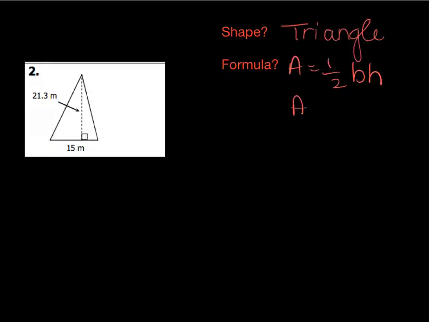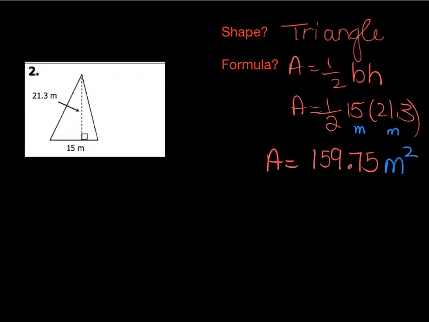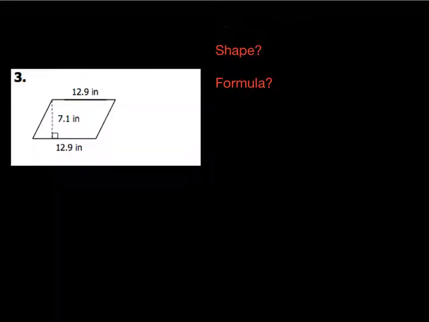So we can see from the picture that the base is 15 all the way across the bottom, and the height, which is always perpendicular, is 21.3. We do the calculations and we get 159.75 meters squared. Why is it meters squared? Because 15 is meters, the base is meters, and the height is meters, and when we multiply those together, m times m is m squared. So area will always be meters squared, and don't forget your units.